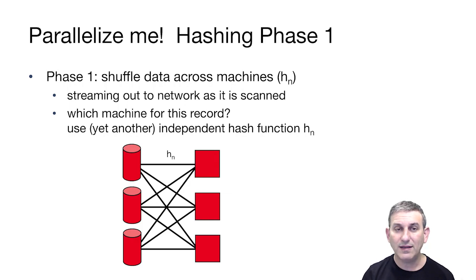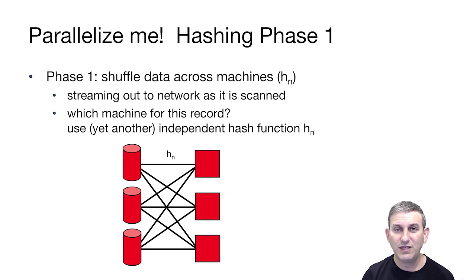And so when we look at a disk block, we're going to decide which machine the record should go to and send it there. So in this schematic, we're showing the data coming directly from the disk drives. In fact, it would come from the CPU of the computer that was doing the scan. Okay, so this independent hash function h sub n is going to partition the data across the machines. When we're done with this phase, if two records are the same, it means their hash value is the same and they are on the same machine after this first hashing phase.